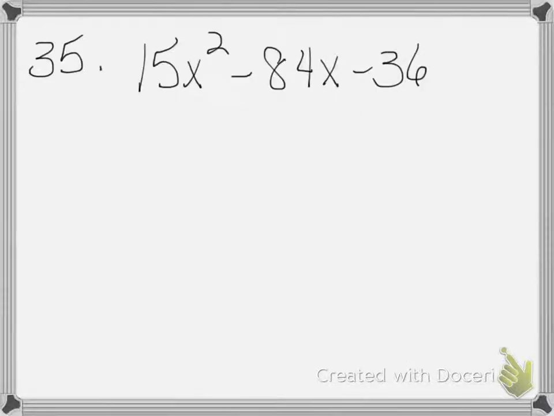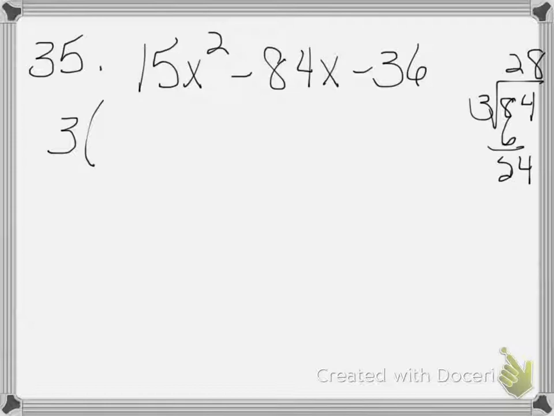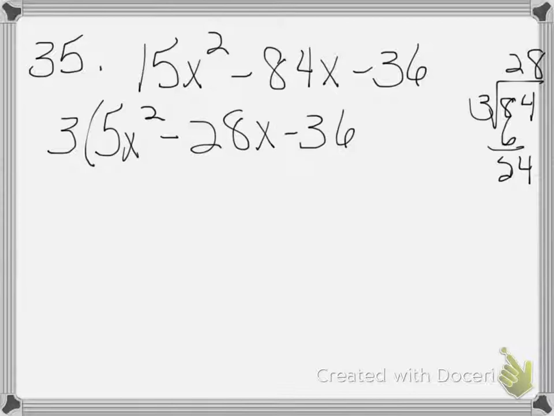Number 35, look to see if you can factor out a GCF. 3 goes into 15. 3 goes into 84. I think it does. It does, 28 times. And 3 goes into 36 12 times. There is no common variable, so it's just a 3. So I'm going to factor out a 3 and get 5x squared minus 28x minus 36. Oh, excuse me, minus 12, because I had to divide. 3 goes into 36 12 times.